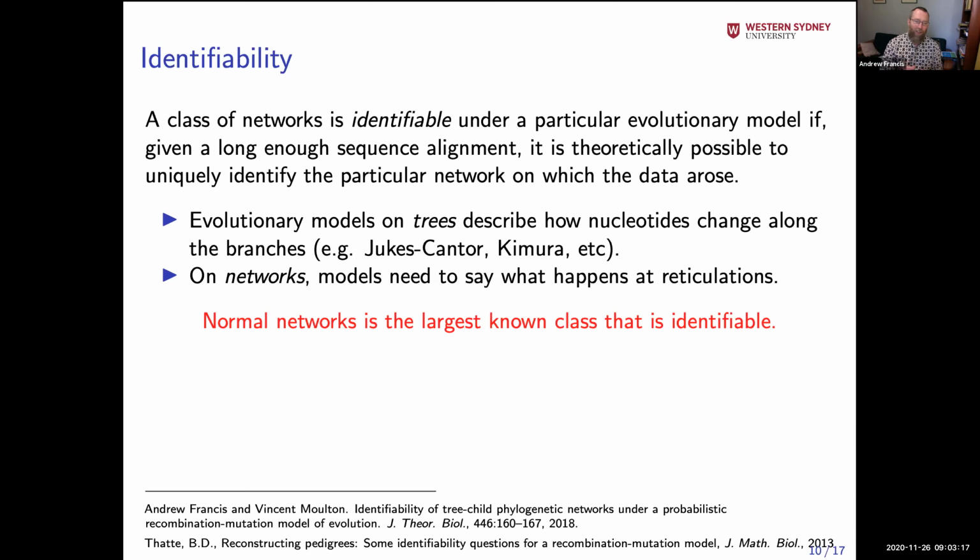So that's a little bit larger than normal networks because it excludes only shortcuts at the root, but it does include all the normal networks. So that is the largest complete normal class, the usual standard class that is known to be identifiable. There's a lot of work going on on identifiability for different levels of network.